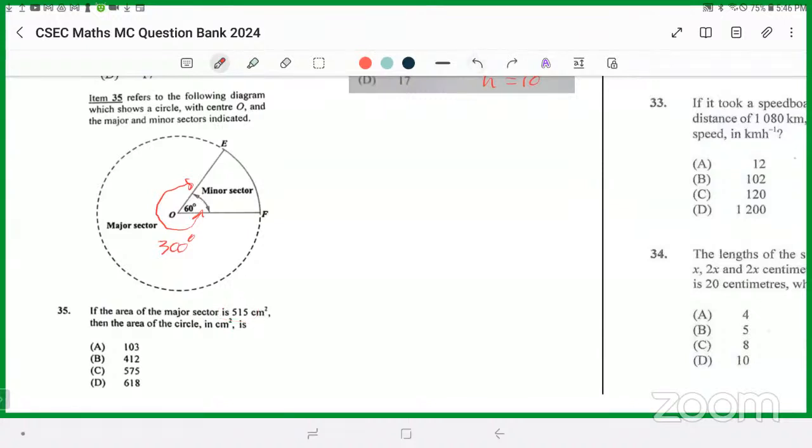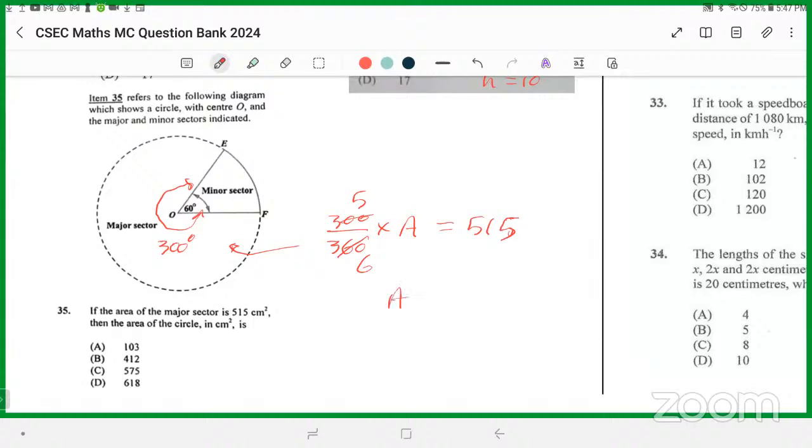So we can set up the equation. The area of this sector is 300 over 360 times the area of the circle. Let's call it A. They're telling us that it is equal to 515. And from this now, we're trying to find the A. This becomes 5 over 6, because you divide 300 by 60, you get 5, divide 360 by 60, you get 6.